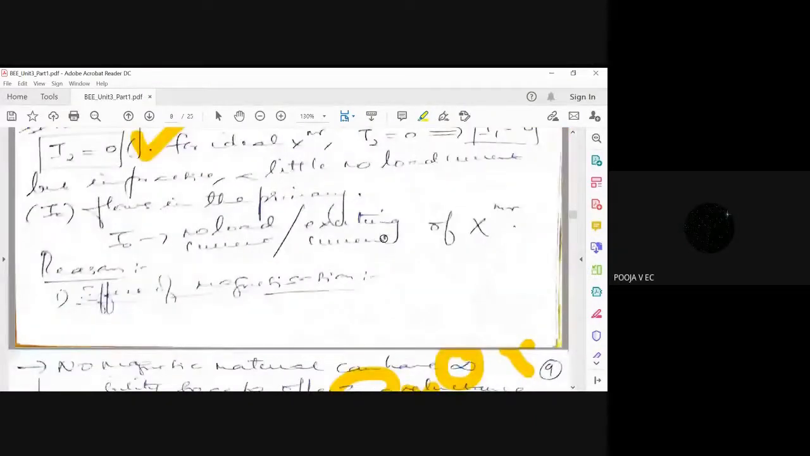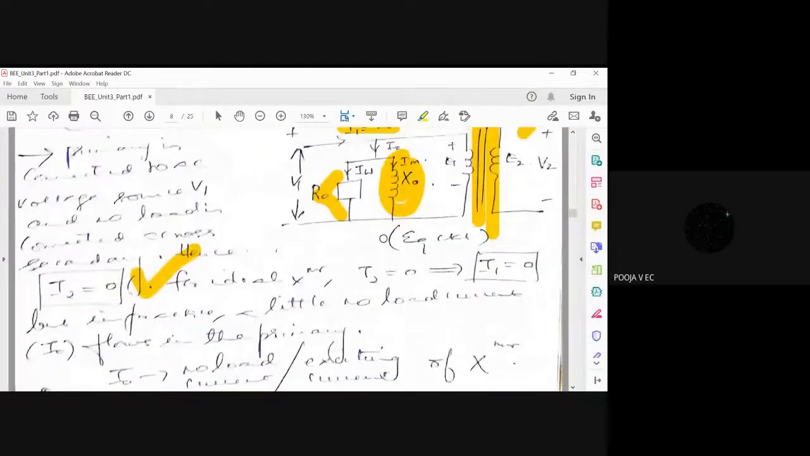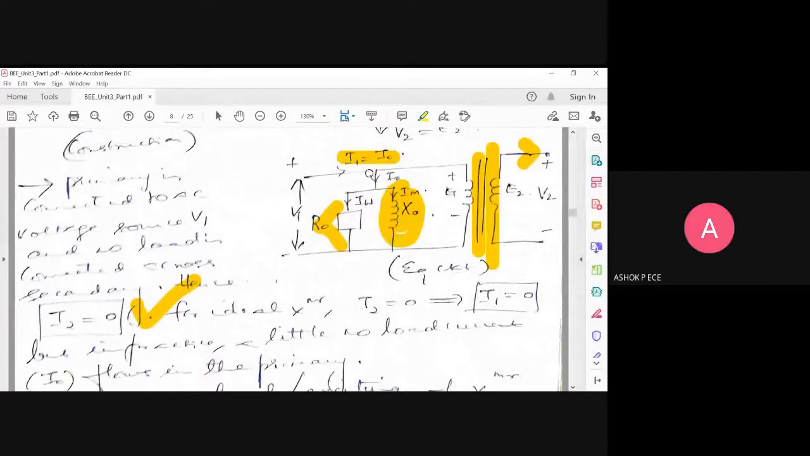Sir, what is the difference between I naught and IM, sir? No, I naught has two components. First component we have seen, IM. Second component we will see, IW. I'll say what is IW and we will see about IW. I naught is the total no load current flowing in the primary. That I naught is made up of two subcurrents.